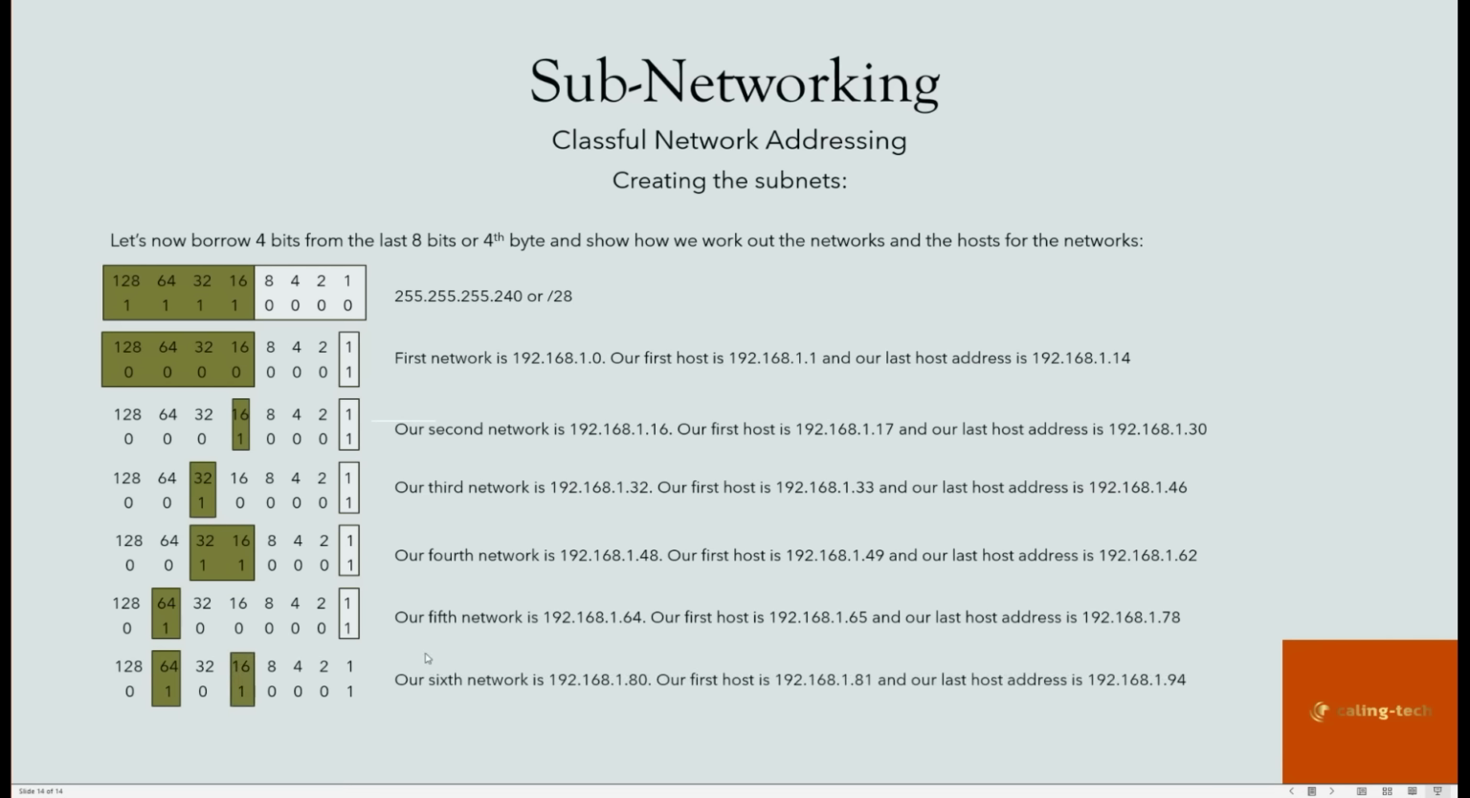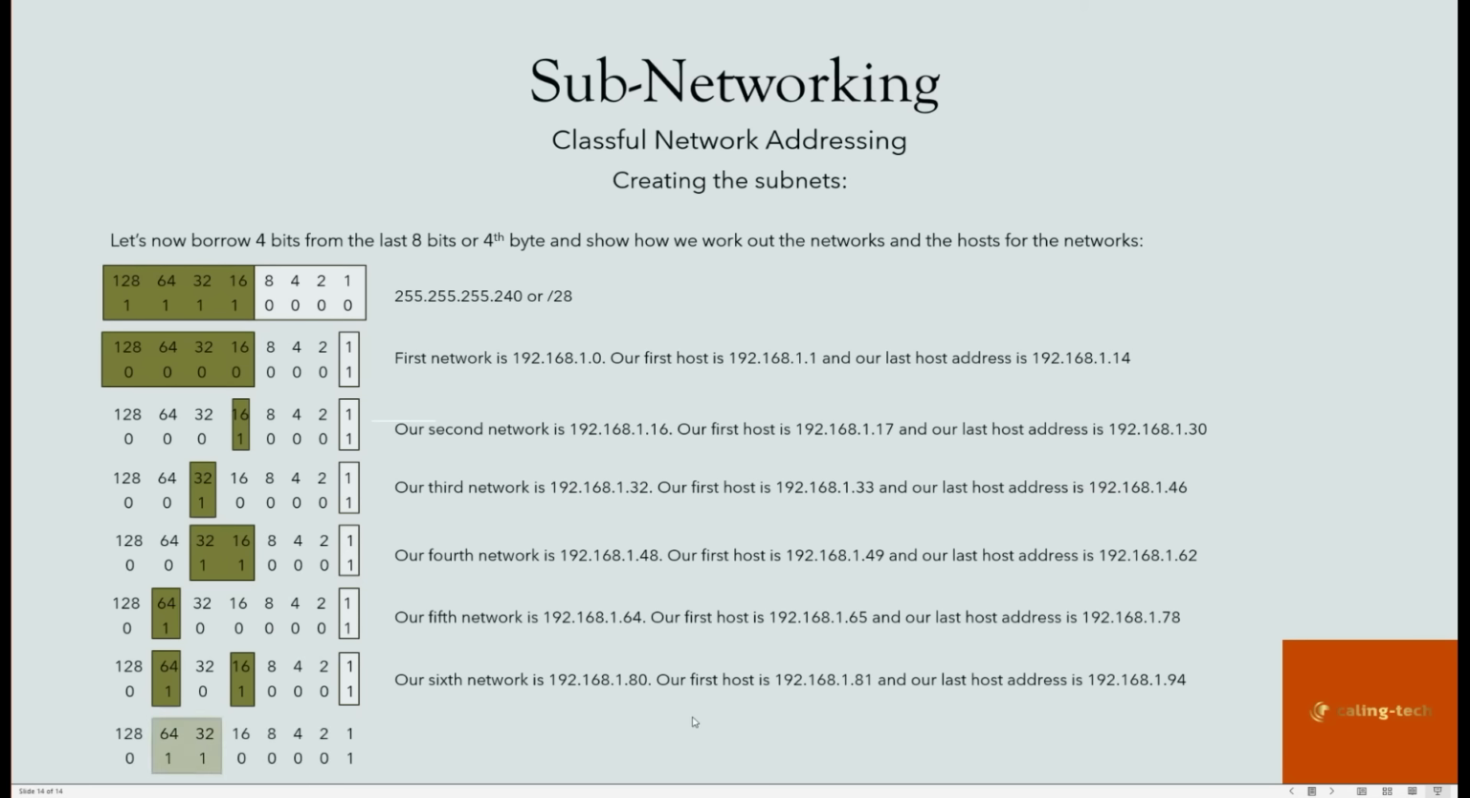So our sixth network is 192.168.1.80, because we turn on the 64. Well, the 64 is already on and we turn on the next 16, which gives us 80. So our first host is 81. Add those 3 together and we get 81. And our last host address is 94, because if we add 16 to 80, we get 96. So if we minus 2 off of that, we know it's going to be 94.